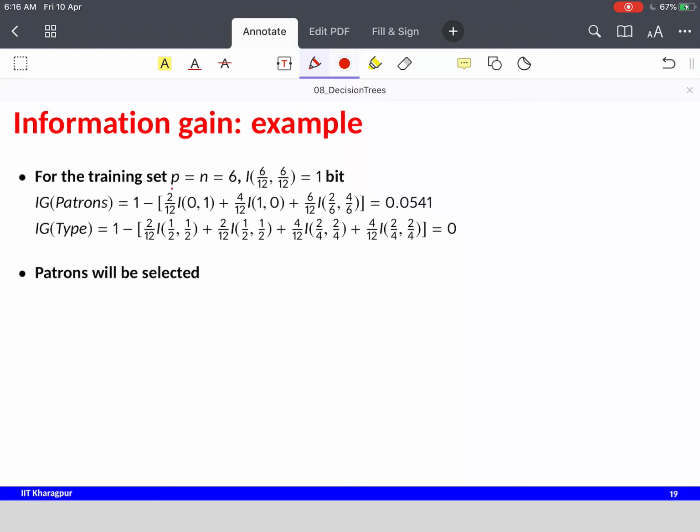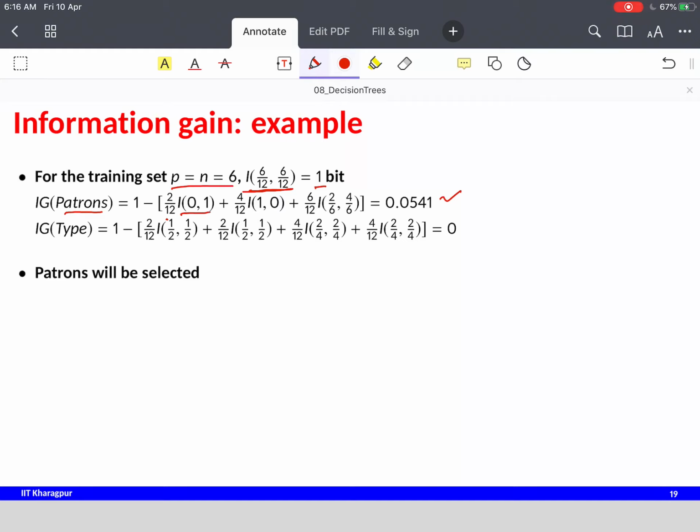So let us look into our examples. In our training examples we have 6 positive examples, 6 negative examples. So the information content for the original set is just 1 bit. Now when we choose patrons as my attribute to classify the examples, then we get an information gain of this much.